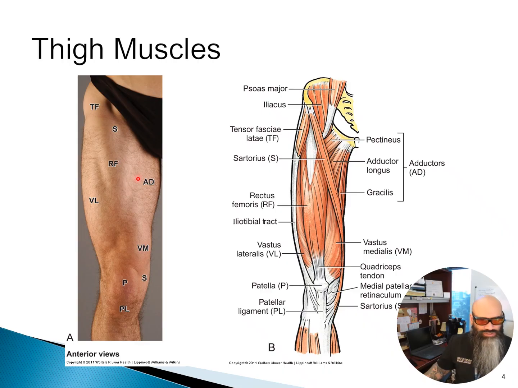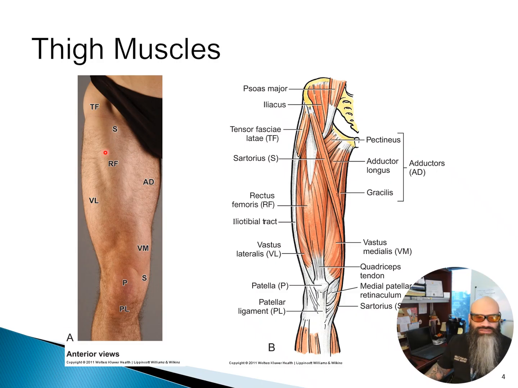The adductor muscle group is right in this region. Their main job is to perform hip adduction towards the midline. Vastus medialis is right here. It is the teardrop muscle. Patella. It's labeled here as patellar ligament, but as per anatomist language and clinical language, we call it patellar tendon.